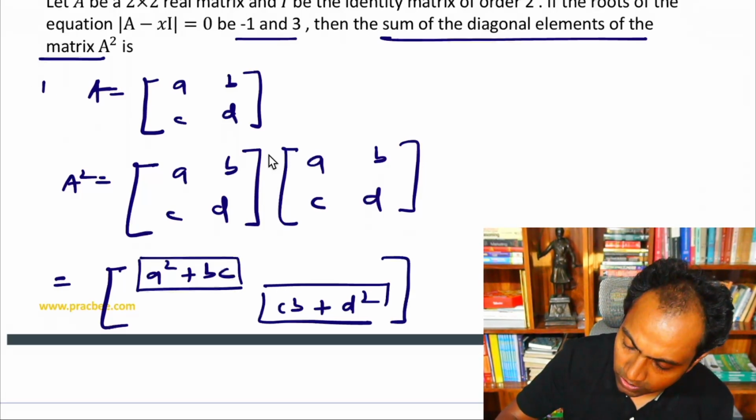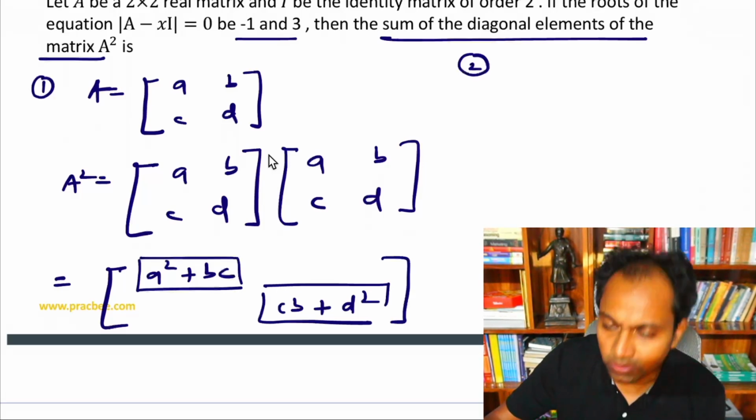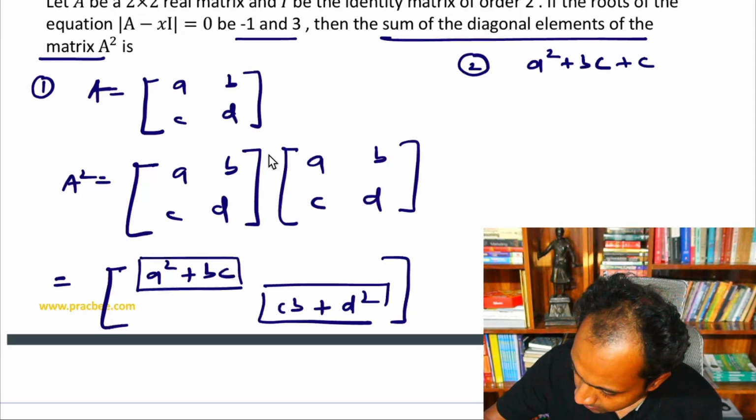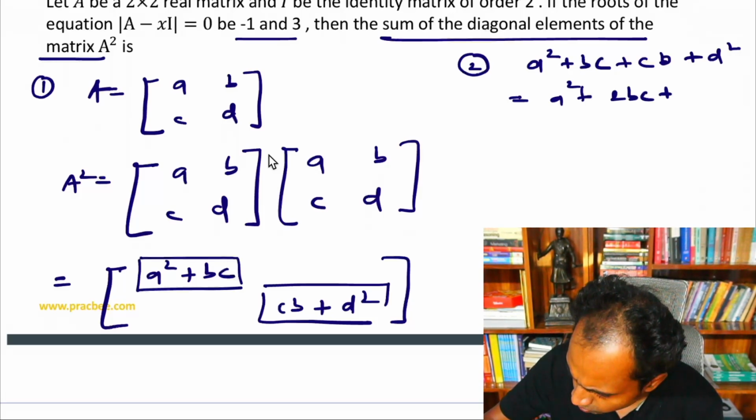So in this question, what essentially they want us to figure out is the value of A square plus BC plus CB plus D square. So you can see that this comes out to be A square plus 2BC plus D square.